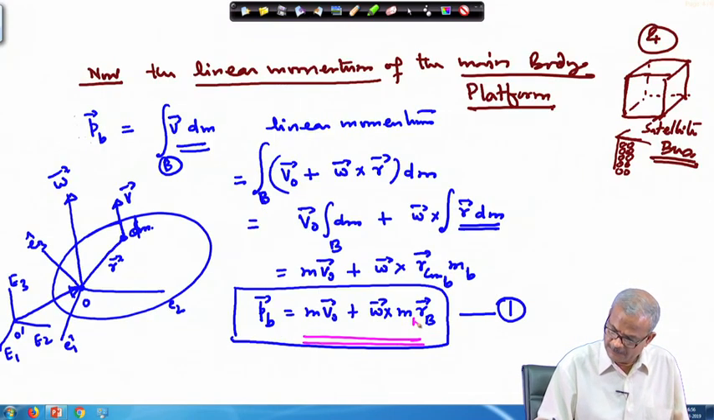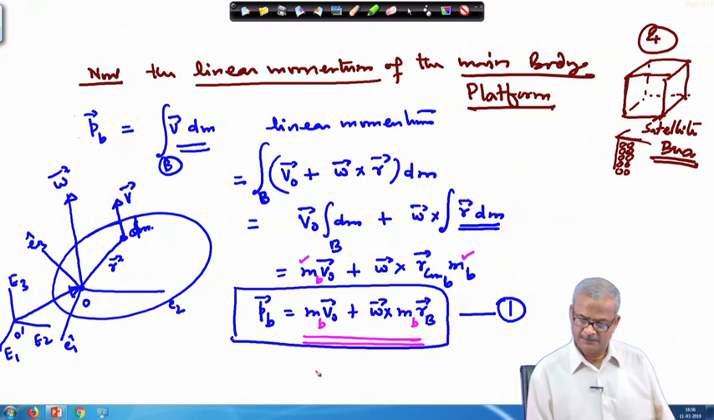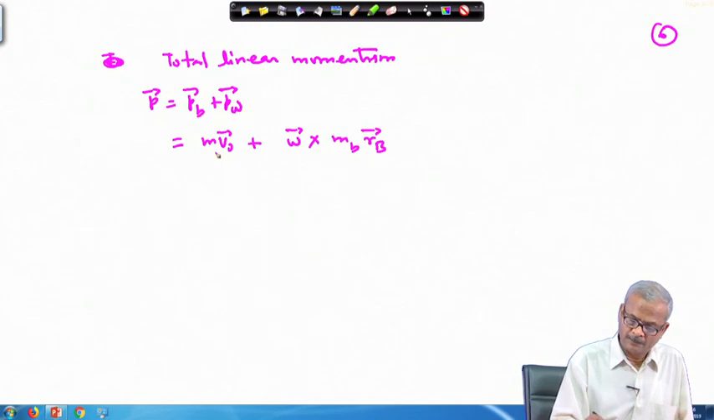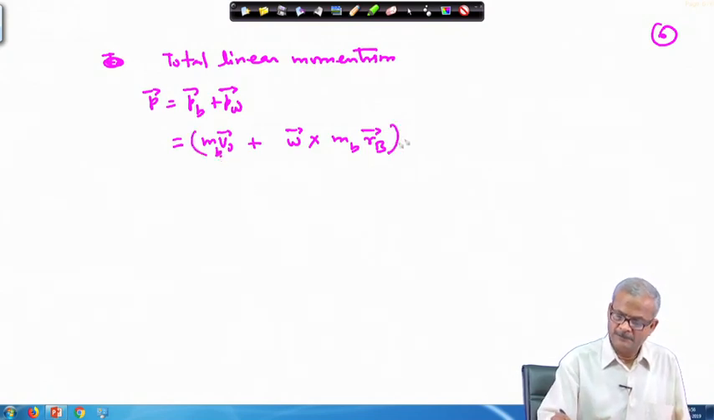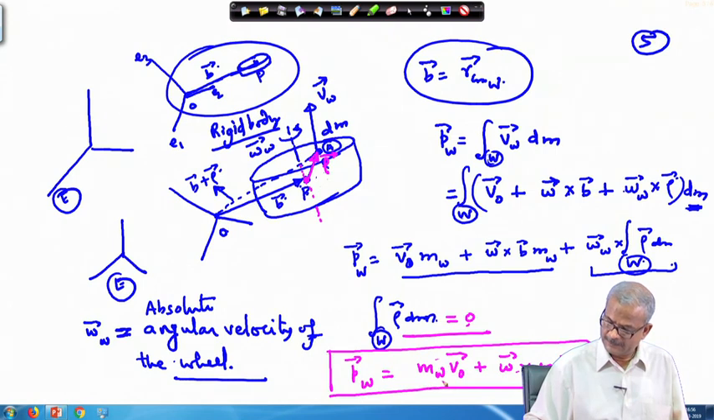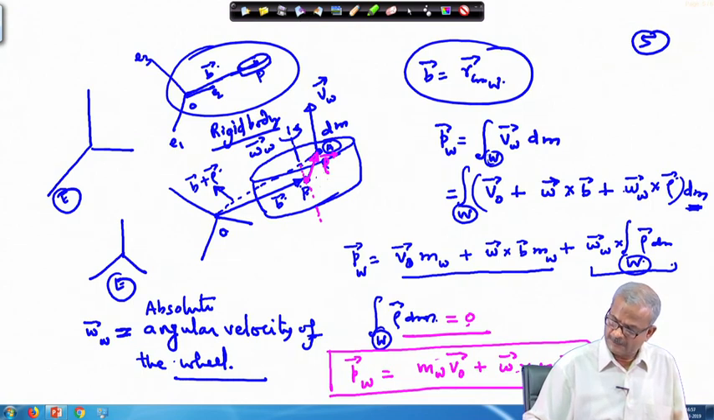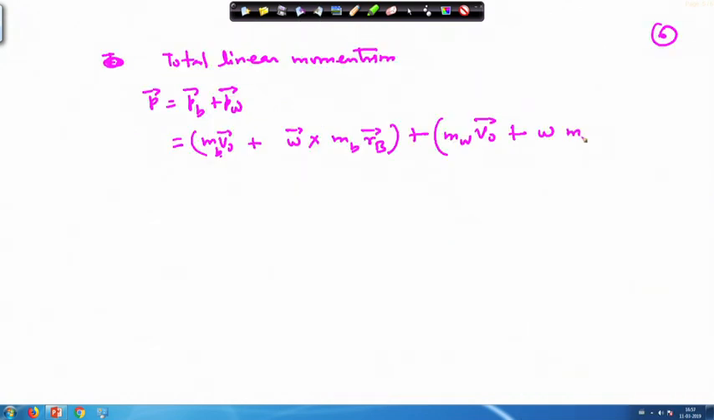Here we have not written it, we should write m_b, this is for the body. So this is m_b, m_b we have written here, so it should also be there. So this, and plus from the previous step m_w times V_0 plus omega cross m_w b.